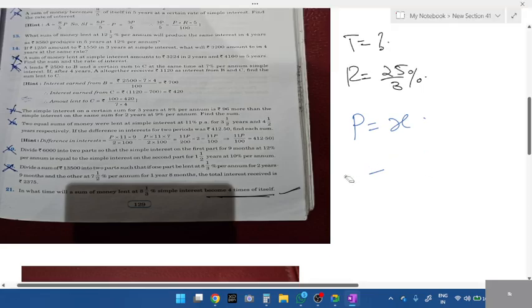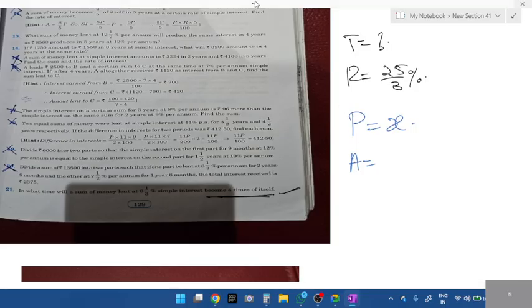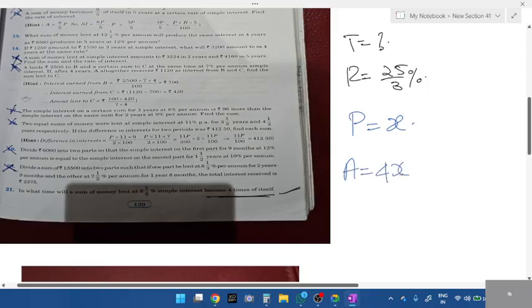Here, which one becomes 4 times? Principal becomes 4 times. So keep the principal as x. Amount will become, if it becomes 4 times, amount should be 4 times, students. Principal is equal to x. Okay, if principal is x, amount will become 4x. 4 times x, PTR by 100.